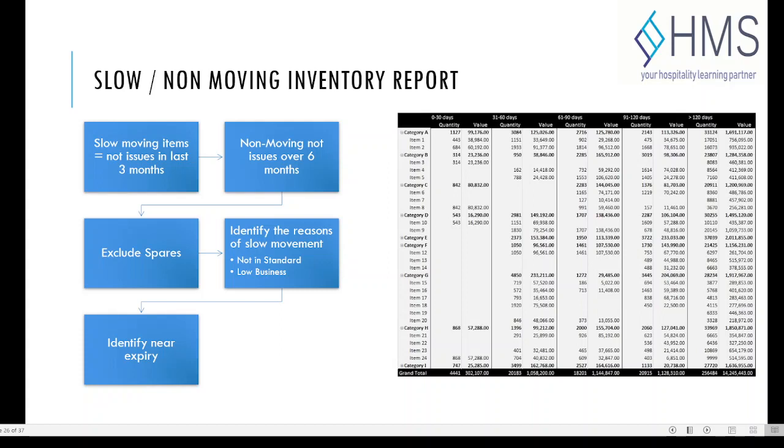Especially for items near expiry, you can create some promotions with the chef and with the directors, and see how you can use them: sell them to the staff at cost, or use them in the canteen, or use them in parties, or conduct some staff appreciation parties and use them up there. So there are many ways that those can be used, right? That depends on the hotel.